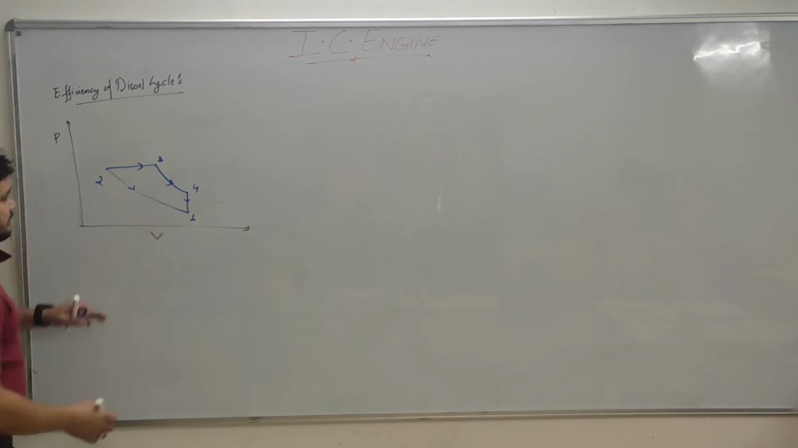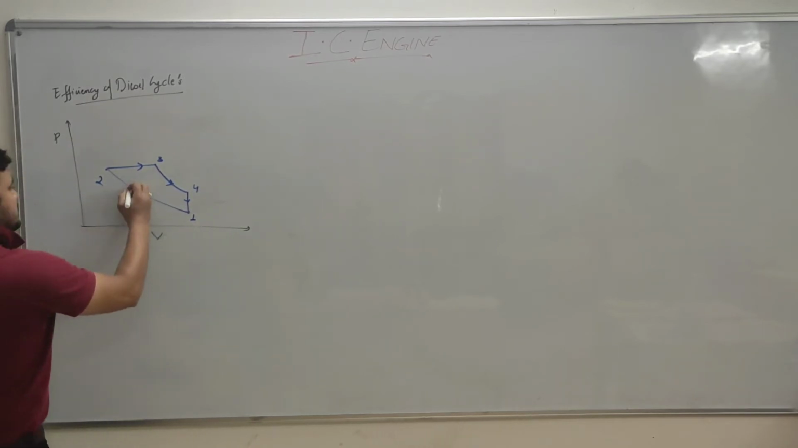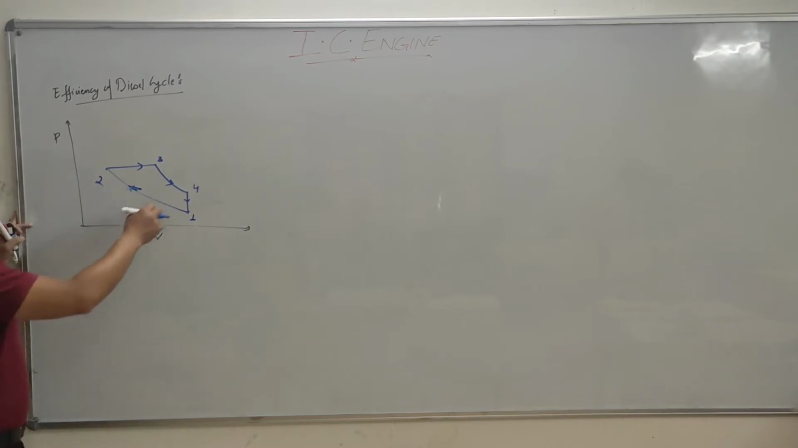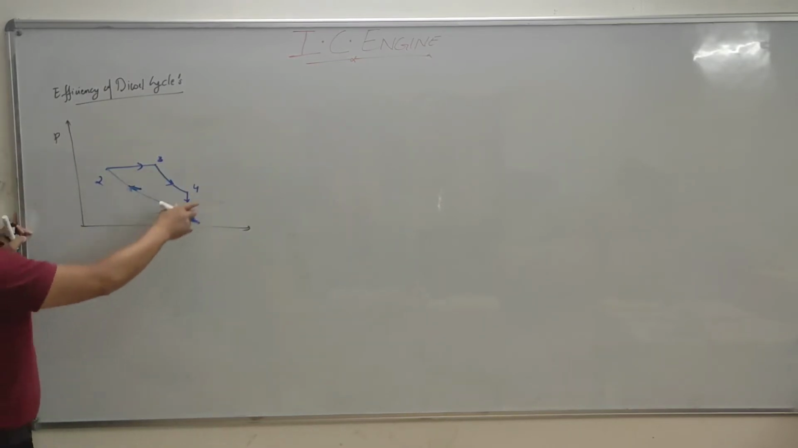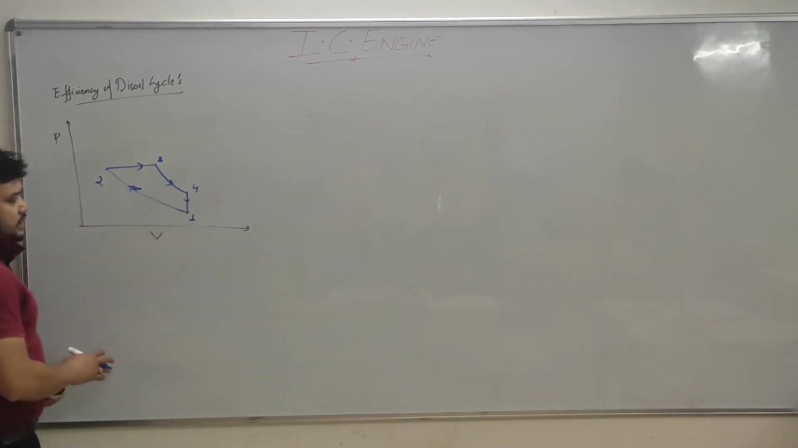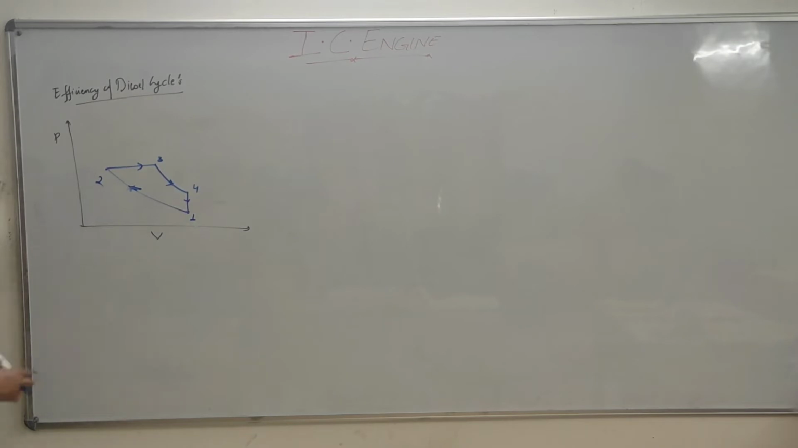So what will happen from 1 to 2? Adiabatic compression will take place, and the piston moves from bottom to top dead center. From 2 to 3, heat addition takes place at constant pressure, and the piston remains at the top dead center. From 3 to 4, the piston moves from top dead center to bottom dead center and adiabatic expansion takes place. And 4 to 1, the piston moves from bottom dead center to top dead center to remove all the exhaust gases from the cylinder. So this is the PV diagram.